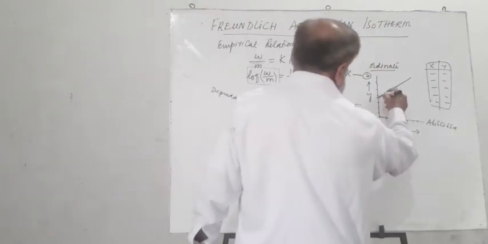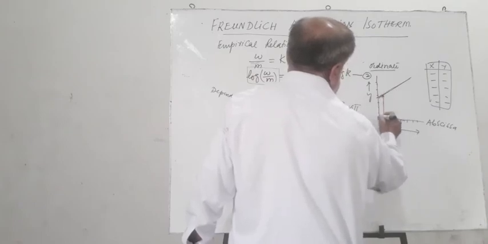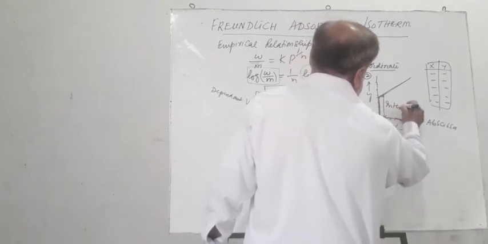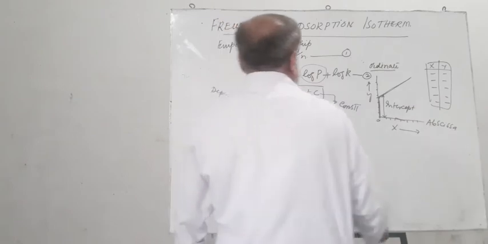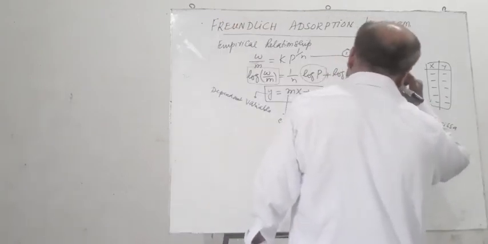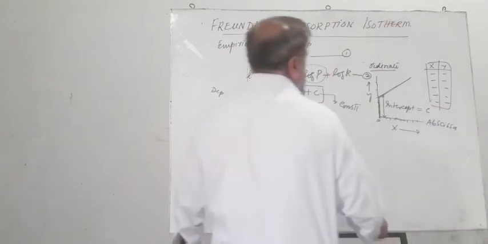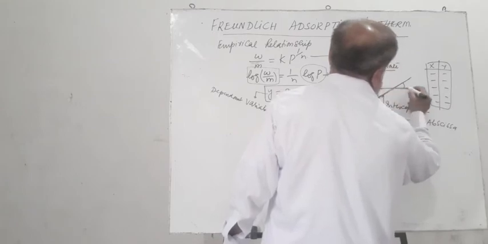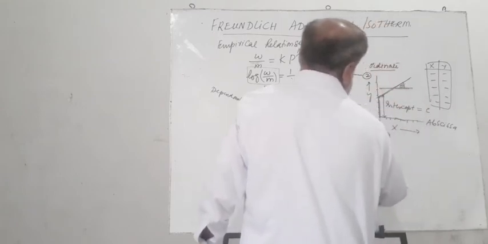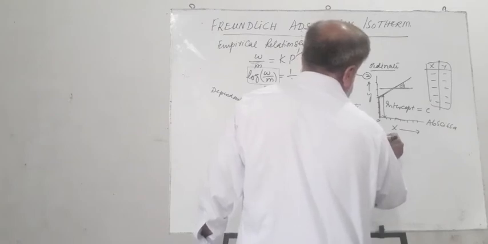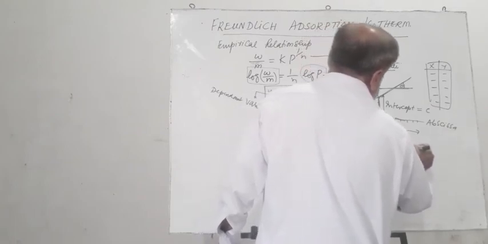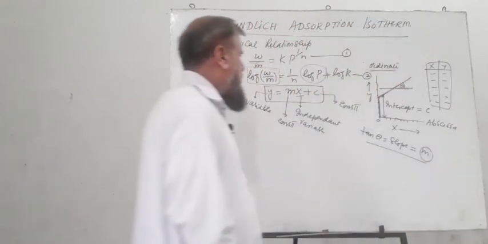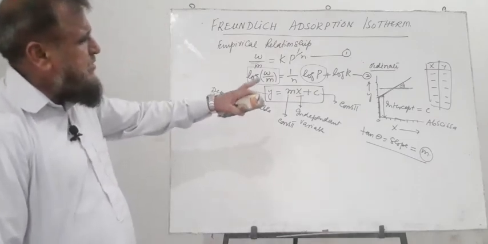Now here, the distance to point y when x is equal to 0 is known as intercept. The intercept is equal to c. For the slope of the line, if we draw a horizontal line and find the angle theta, then take tangent theta. Tangent of this angle is known as slope of the curve, and this slope is equal to the constant m. Slope is equal to constant m, and intercept is equal to constant c.